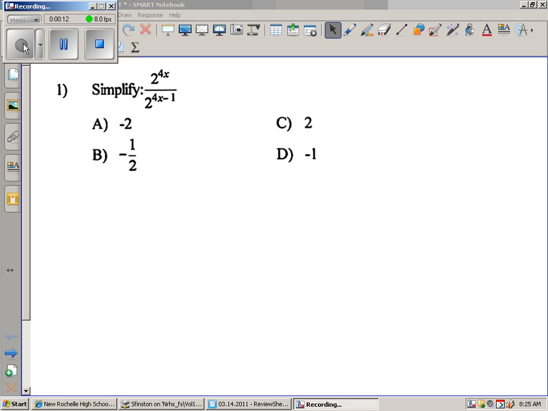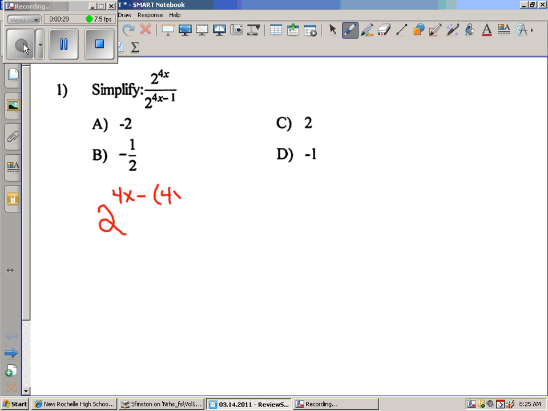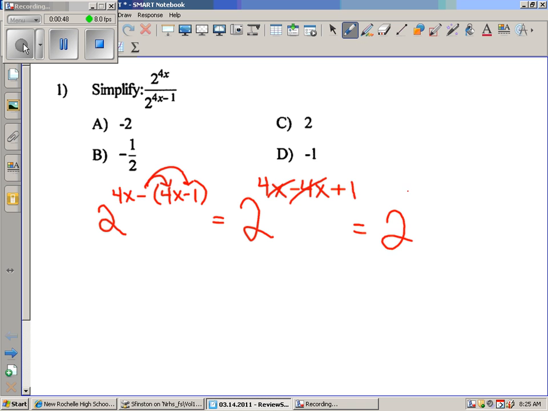When you divide two things that have the same base, what do you do to their exponents? Yeah, you subtract. So a problem like this looks really difficult, but it's really just asking you to do one thing, right? This is going to be 2 to the 4x minus (4x minus 1), which is the same thing as 2 to the 4x minus 4x plus 1, because the negative gets distributed inside. Which is what? This and this cancel off. You're just left with 1. So it's just 2 to the first, which is what? 2. That's it. That's problem number 1.